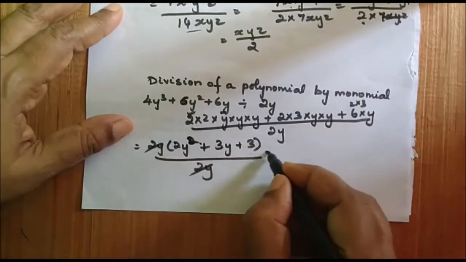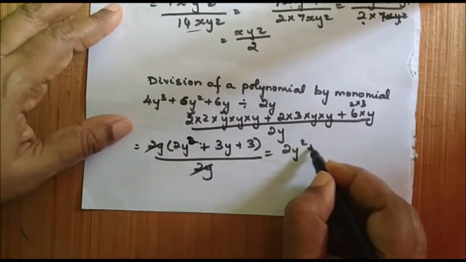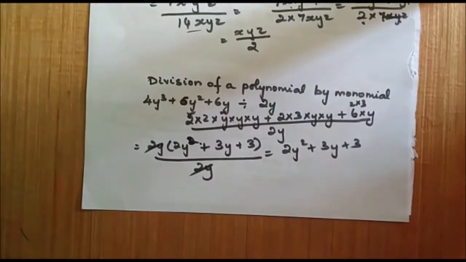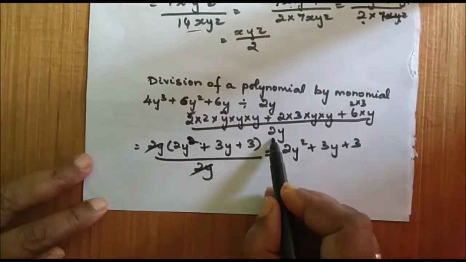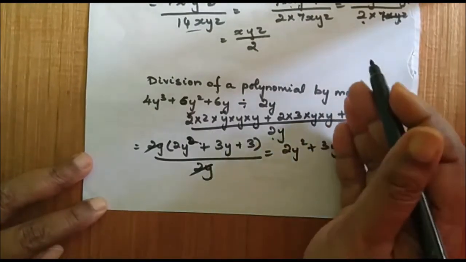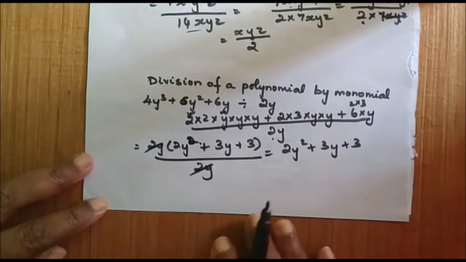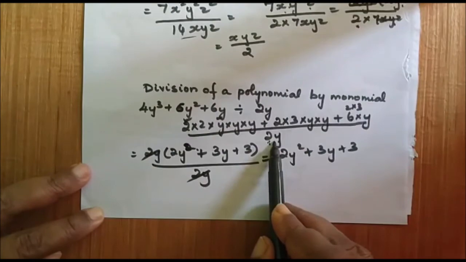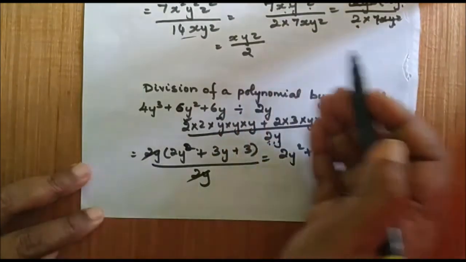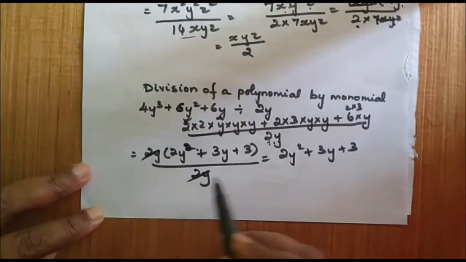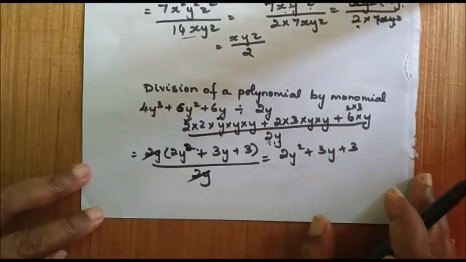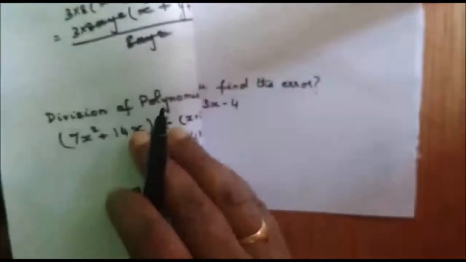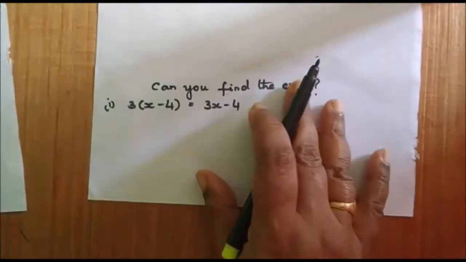So this and this will get cut. So you have 2y squared plus 3y plus 3. Now one way of doing the division is, whatever term is given in the denominator, try to take that out as a common factor. I hope you get it. When 2y is there in the denominator and I take 2y from all the terms, I will be able to cancel it and then factorize it. That is how we do the division of a polynomial. Okay. Now we'll go to the next one.